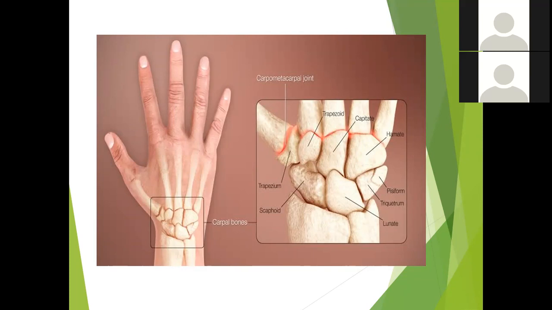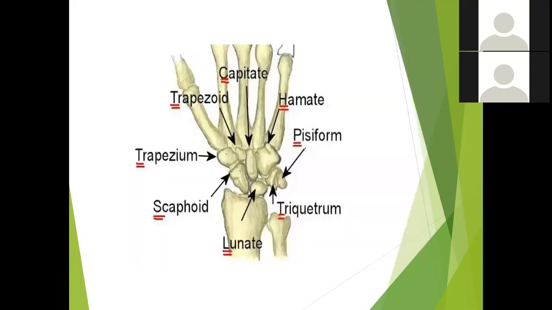We can go from lateral to medial side. The first bone proximally is the scaphoid. The second one is lunate, the third is triquetral, and the last one is pisiform. When you come to the distal row: trapezium, trapezoid, capitate, and hamate. This is how the carpal bones are arranged in two rows. All come under the category of short bones. Out of all these carpal bones, the capitate is the largest one and pisiform is the smallest one. You can see the arrangement clearly here.